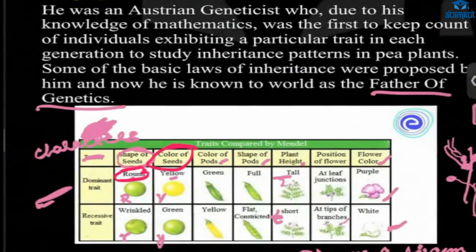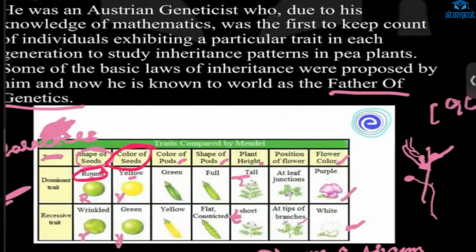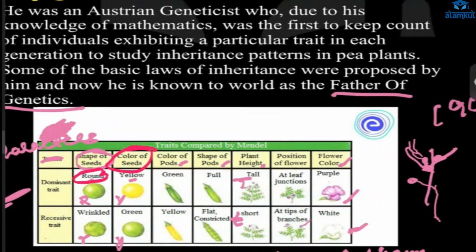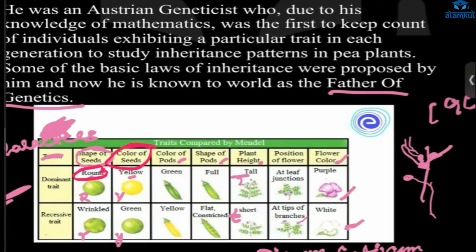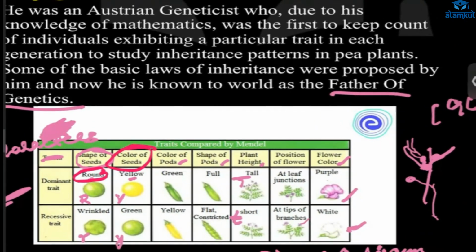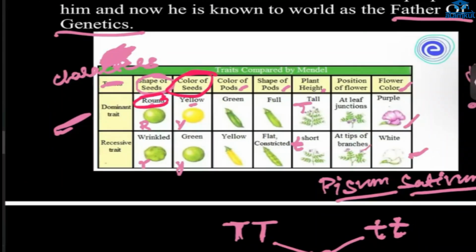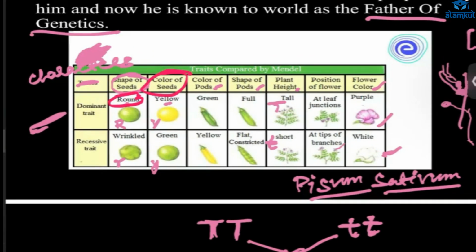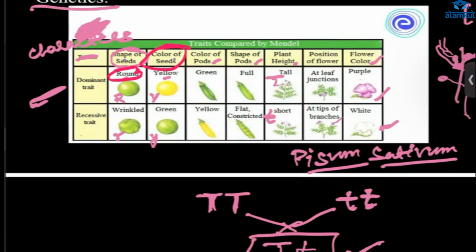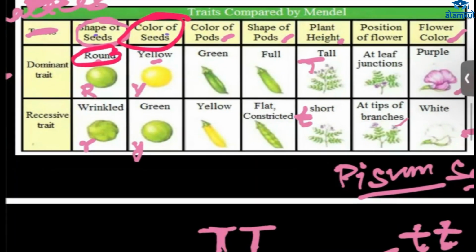So at that time when he did this experiment on pea plant, the scientists didn't approve. Okay, so his research was kept somewhere. Then after some time, three scientists rediscovered his work. After that he became famous. After he died only, it became famous. So, he took seven contrasting characters. Okay, characters, not traits.